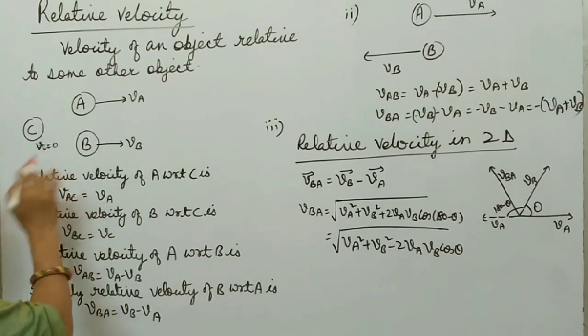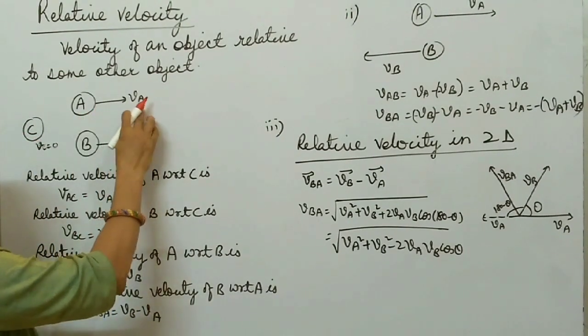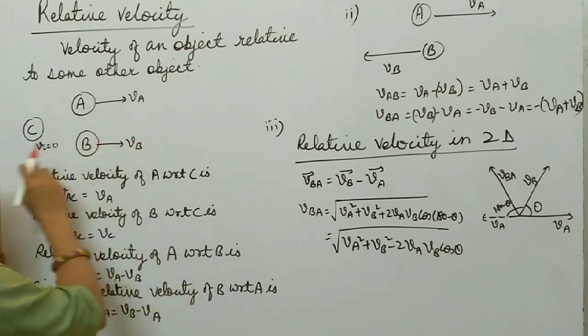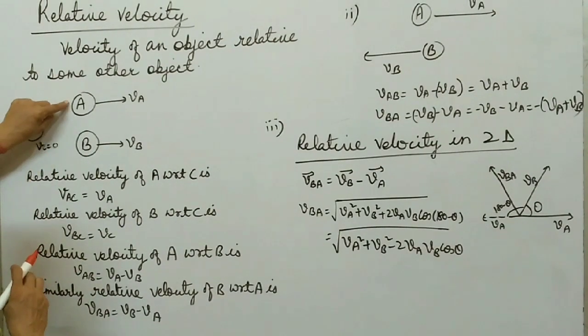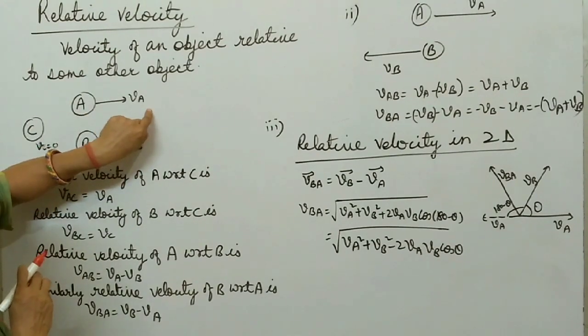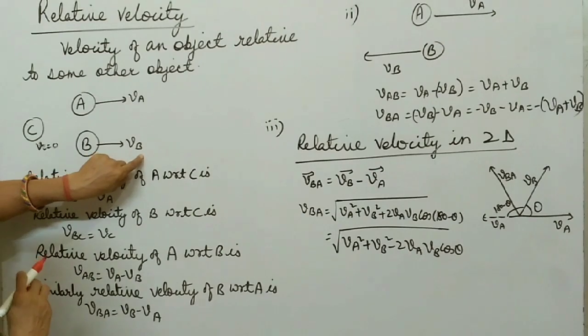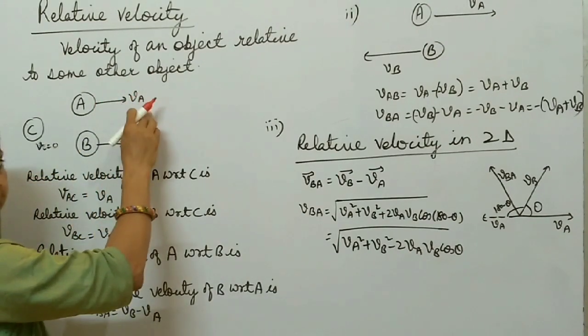For example, suppose here there are 3 persons, A, B and C. A is moving with velocity VA, B is moving with velocity VB, and suppose C is at rest, the velocity of the third person is zero. Now when C observes A, its velocity becomes VA. When C observes B, its velocity is VB. But when B observes A, its velocity is different from VA.